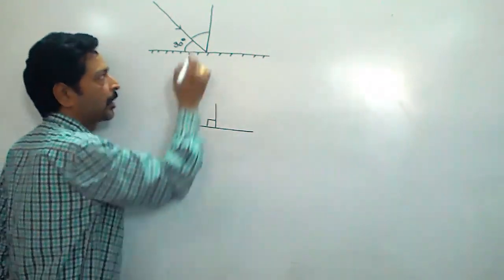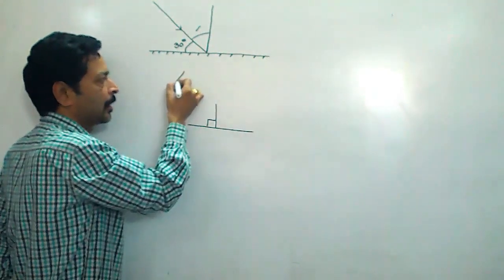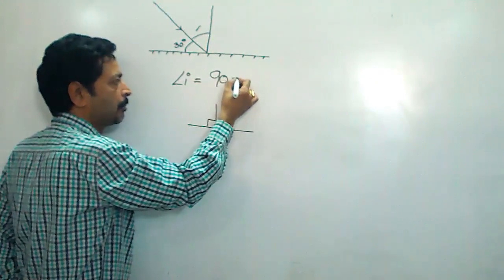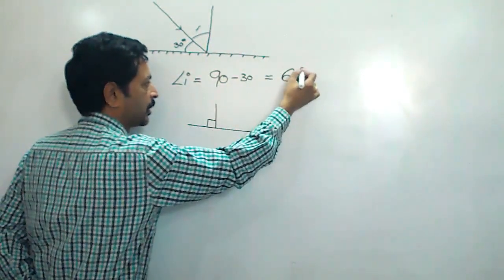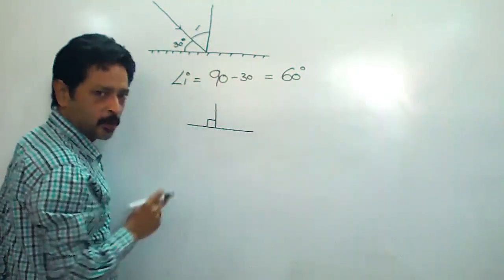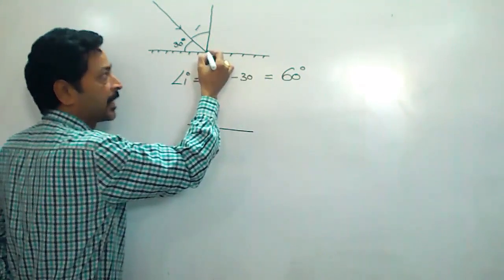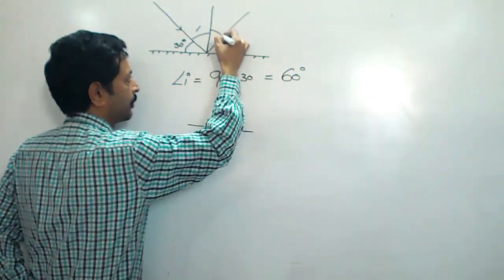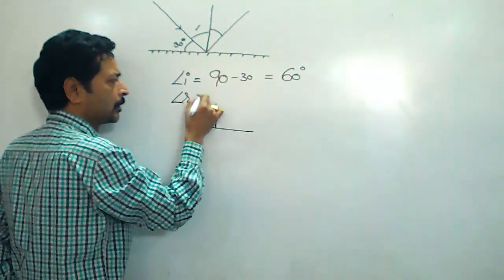Now, if you want to find out this angle of incidence, how would you find? Angle of incidence will be equal to 90 minus 30, that will be equal to 60 degree. So, we have got the angle of incidence to be 60 degree. Now, what will be the angle of reflection? This will be the angle of reflection, and this also will be equal to 60 degree.